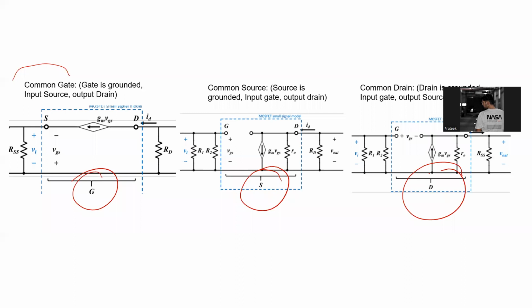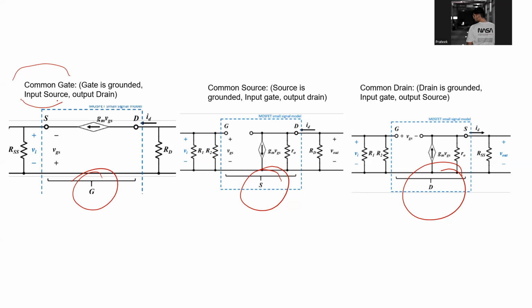Now, there are some caveats here, which is that the terminal that is grounded forces what your input and output ought to be. So it's not as simple as just which one is grounded. Once you ground the gate, you cannot use the drain as an input. You have to use the source as the input. So a common gate is where the gate is grounded, the input is the source, and the output is the drain. A common source is where the source is grounded, but the input has to be the gate and the output has to be the drain. And for the common drain, the drain is grounded, the input has to be the gate and the output has to be the source. You can go home and try to do it backwards and you'll see that the circuits don't make any sense and you can't really get voltages out of them unless you make these other choices.